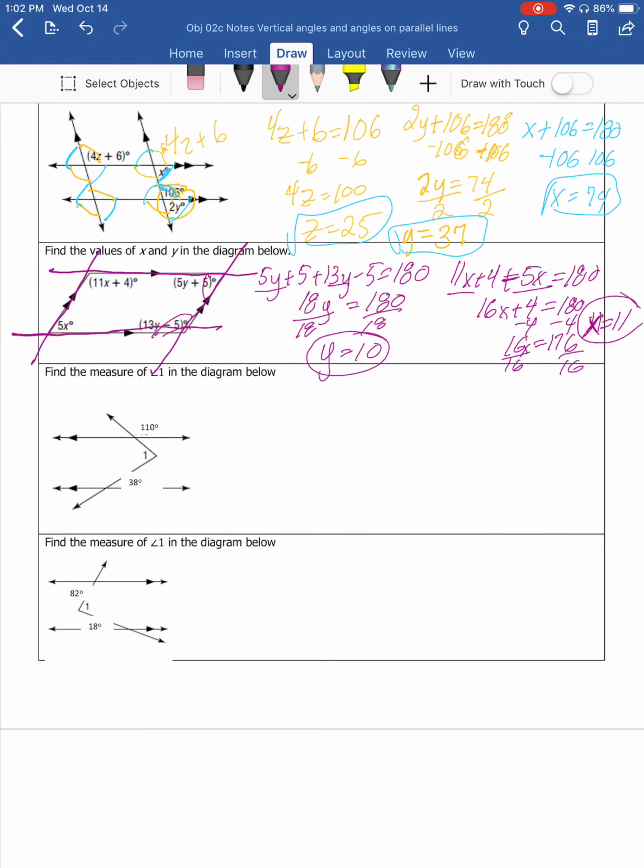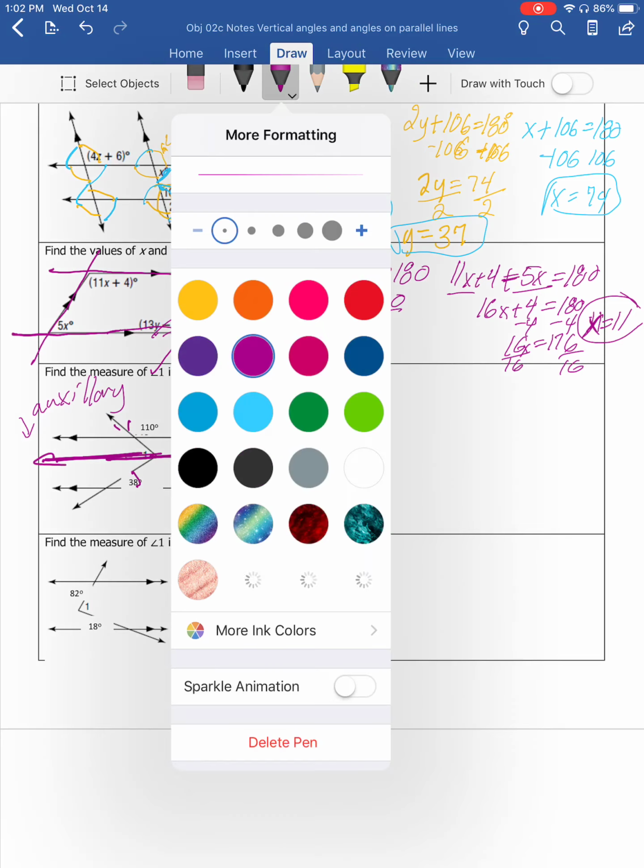All right. Last couple of problems is find the measure of angle 1. This one's actually, you have to draw an auxiliary line, because these angles don't have a relationship. They're not on the same transversal. But if I draw another parallel line, and this is called an auxiliary line, that can actually help me with my problem.